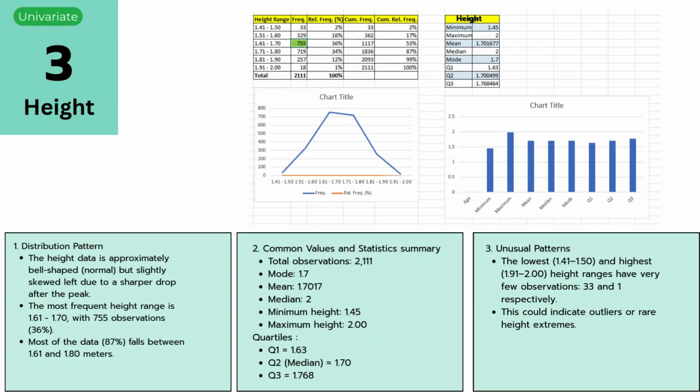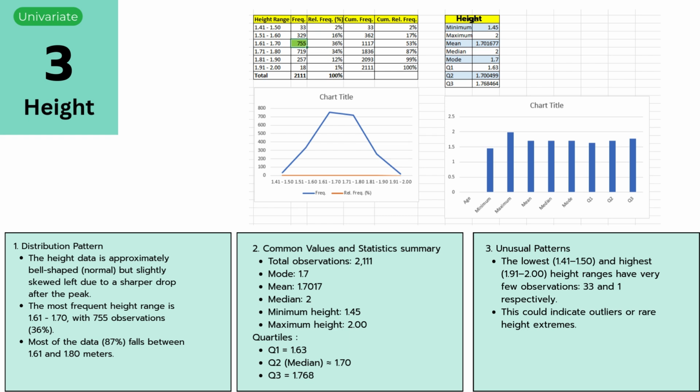In the univariate of height, the height data shows a roughly bell-shaped distribution with a slight left skew, peaking in the 1.61 to 1.7 meters range, which accounts for 36% of the data. Most values, about 87%, fall between 1.61 and 1.8 meters, indicating a strong central tendency. Out of 2,111 observations, the mode is 1.7 and the mean is 1.7.